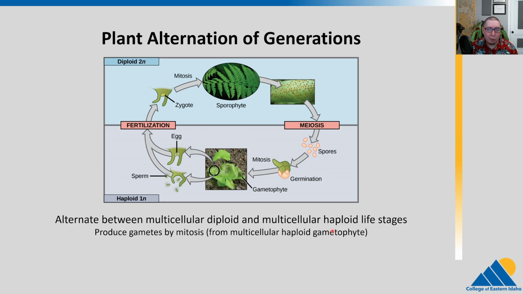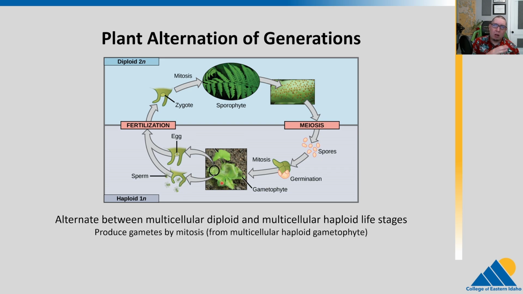So let's look at the cycle here, the alternation of generations. We have the haploid phases on the bottom, the diploid phases on the top. Here we're looking at a fern. It varies slightly between different lineages of plants. The mosses primarily focus on the bottom stage. That's their dominant life phase.